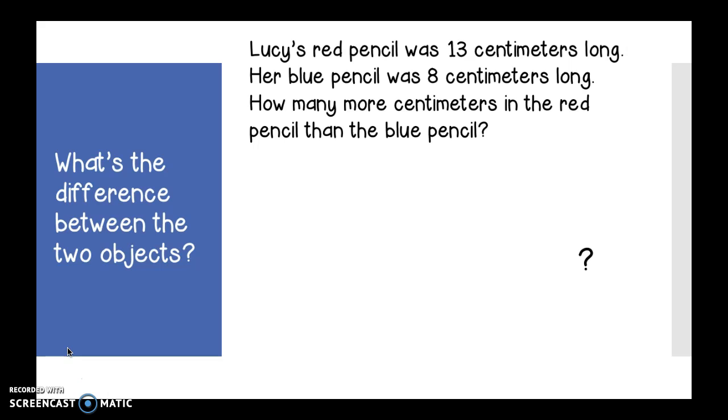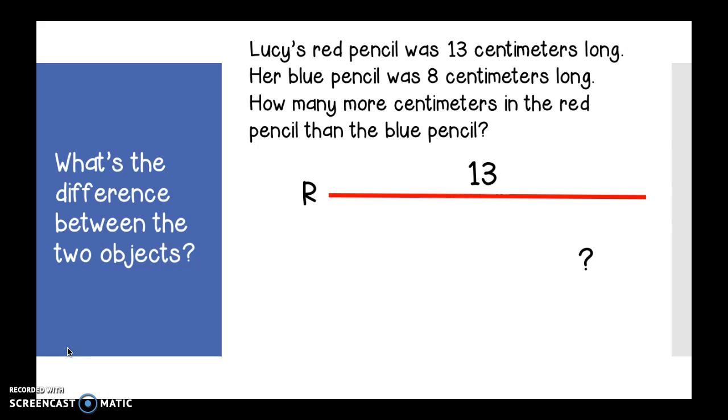All right, now I'm going to show you my good work. It says Lucy's red pencil was 13 centimeters long, so I drew a line to show 13. Remember, when we're talking about measurement, we don't do little circles and we don't have to draw the objects. We're going to just draw a straight line and make sure we label, label, label. I put an R for red and then a 13.